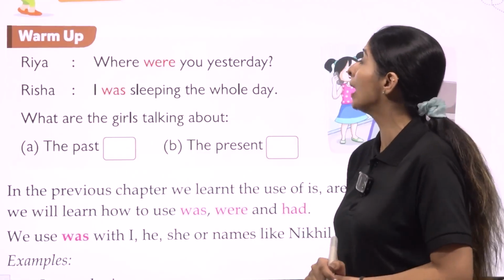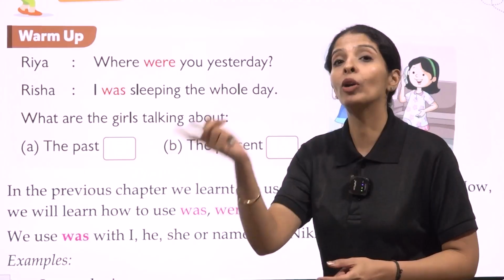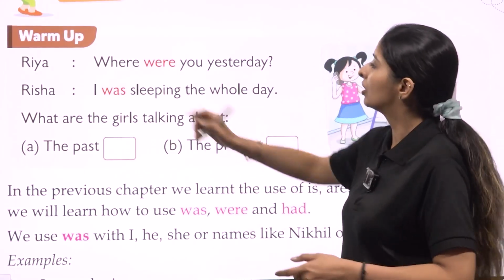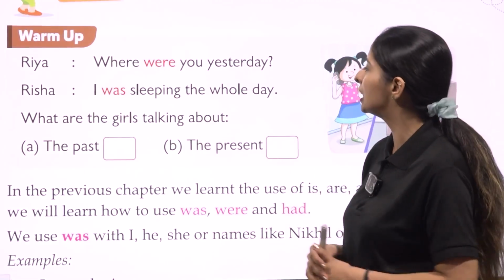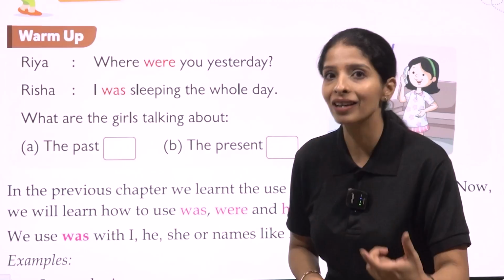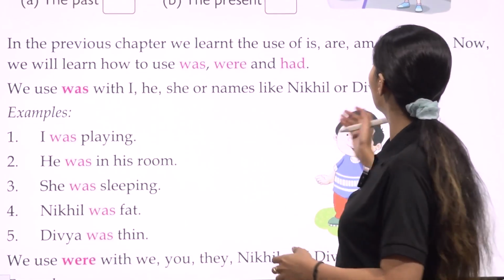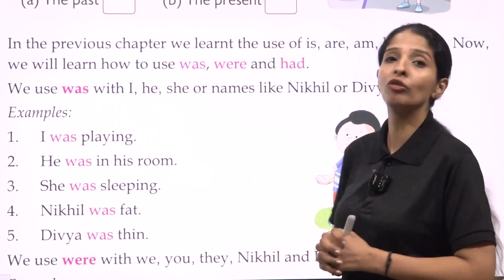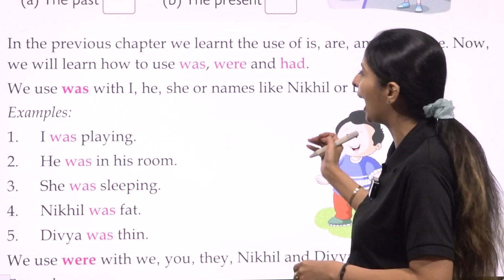Ria, where were you yesterday? Were, because I'm talking about the past. Risha, I was sleeping the whole day. What are the girls talking about? The past or the present? The past. In the previous chapter, we learned the use of is, am, are, has, have. Now we will learn how to use was, were, and had.